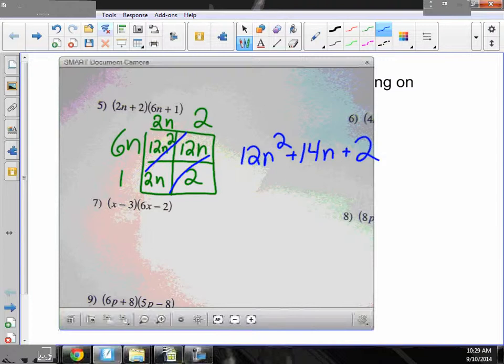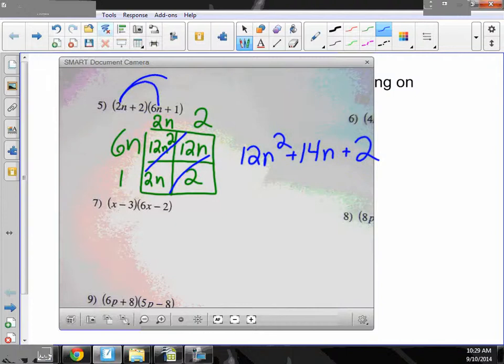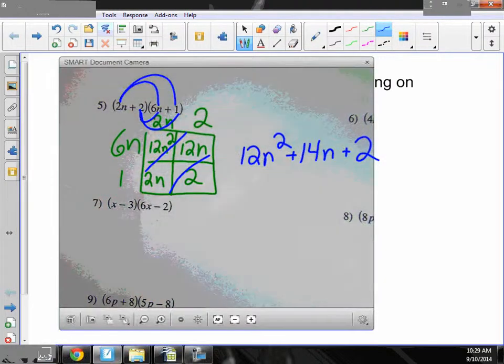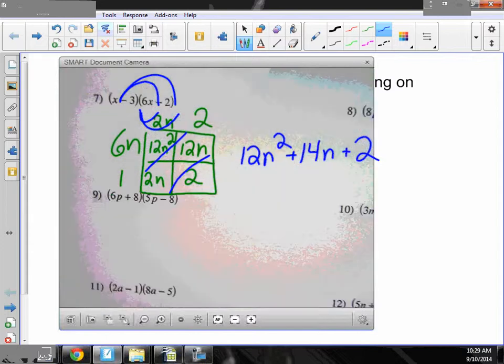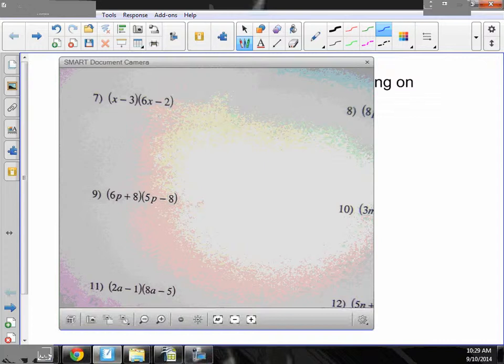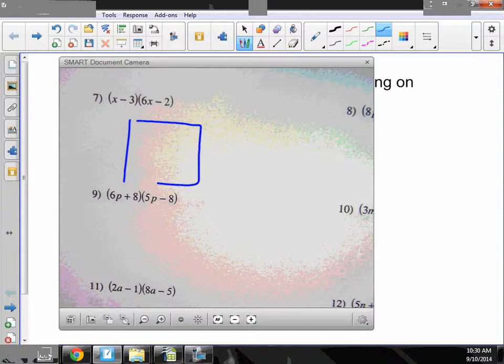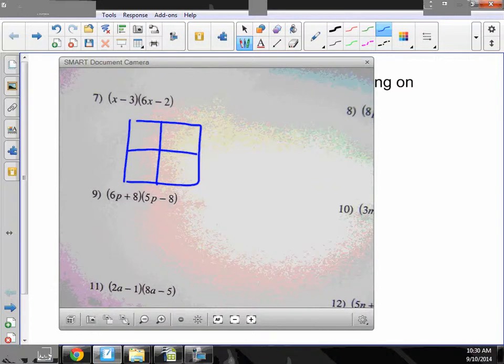Now, I could have done this the old way, which is multiply the 2n by the 6n and write it down, 2n times the 1 and write it down, 2 times 6n and write it down, and 2 times 1 and write it down. Okay, that still works, but it's not as organized as this method. And this method already tells you which ones should go together. And when the problems get harder, you're definitely going to want to use this box. Okay, so let's do 7 together. If you prefer the other way, that's fine, but when we get to the harder problems, you'll want to use this.